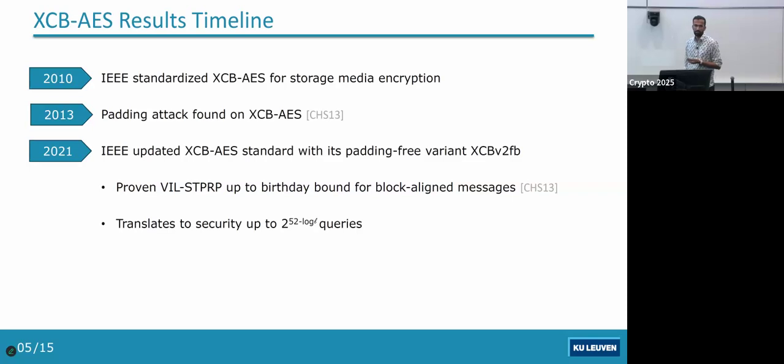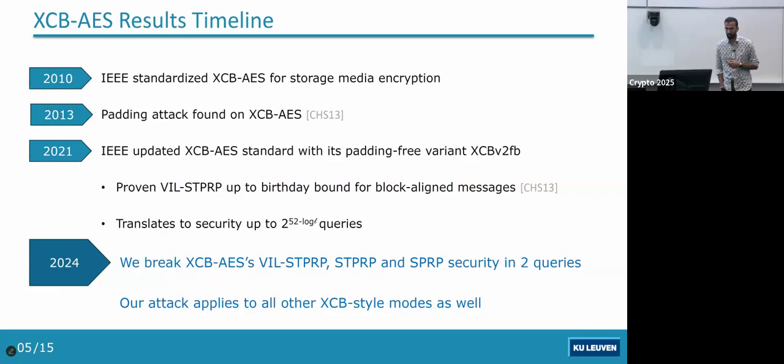Till date, it was considered provably secure, with multiple security proofs showing that it is VLSTPRP secure with security up to the birthday bound. So for AES with 128 bits, you had security up to roughly 2 to the 52 queries. But in this work, we saw that XCB AES is actually insecure even after 2 queries.